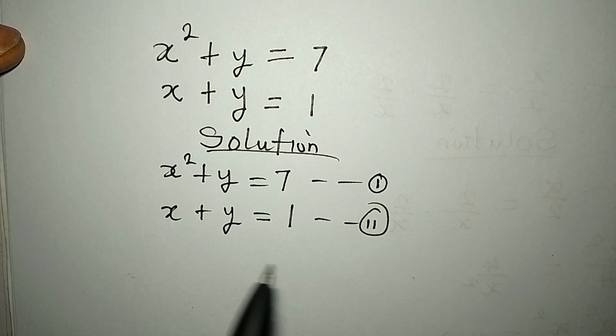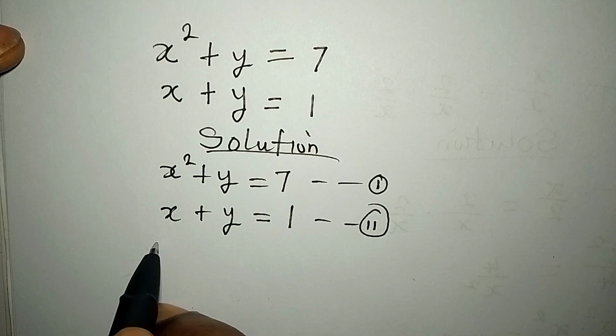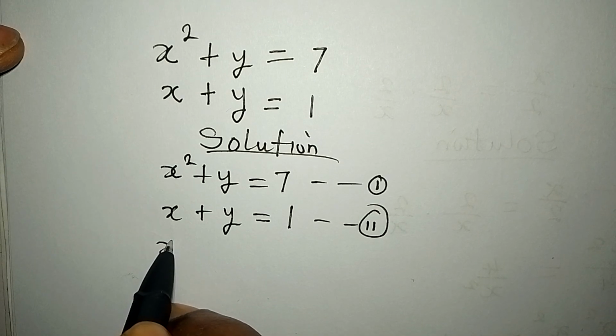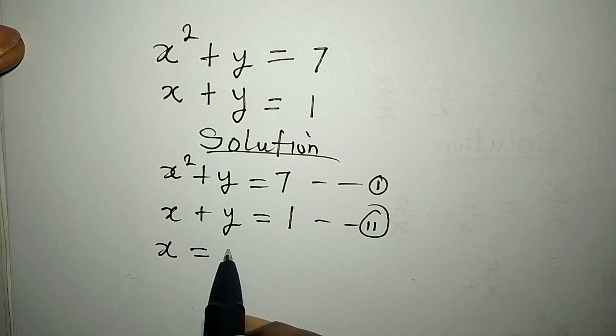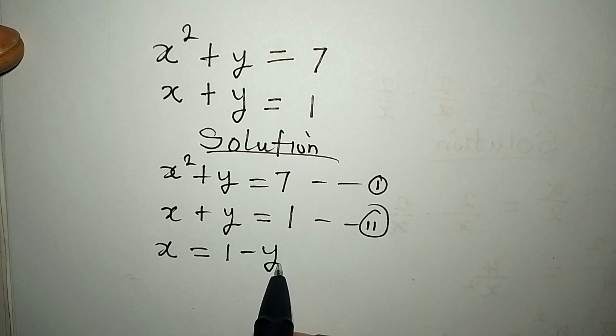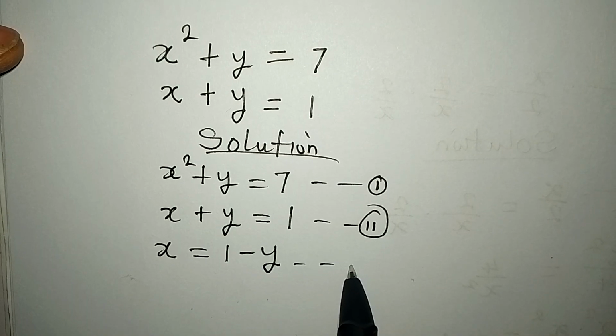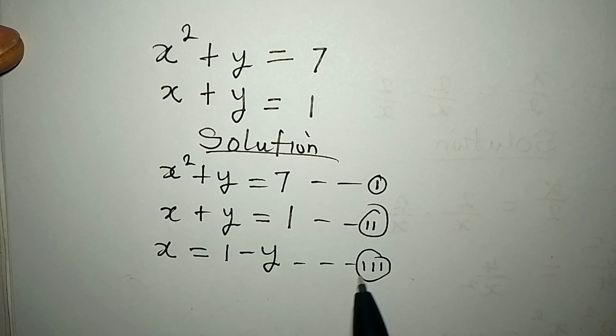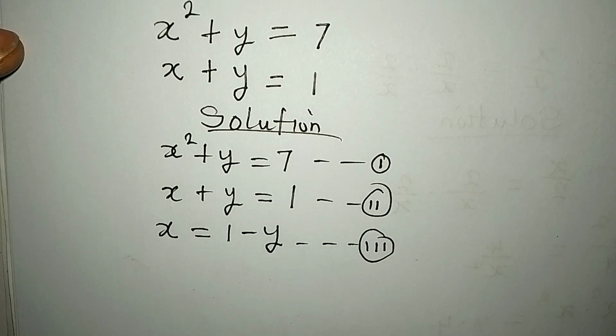Okay, now what do we do from equation 2? Let's have x equal to 1 minus y. So this becomes our equation 3, and we are going to use this as time goes on.